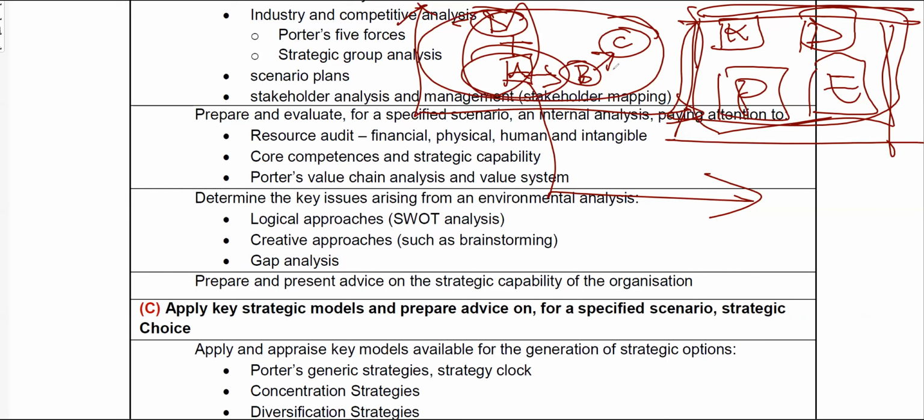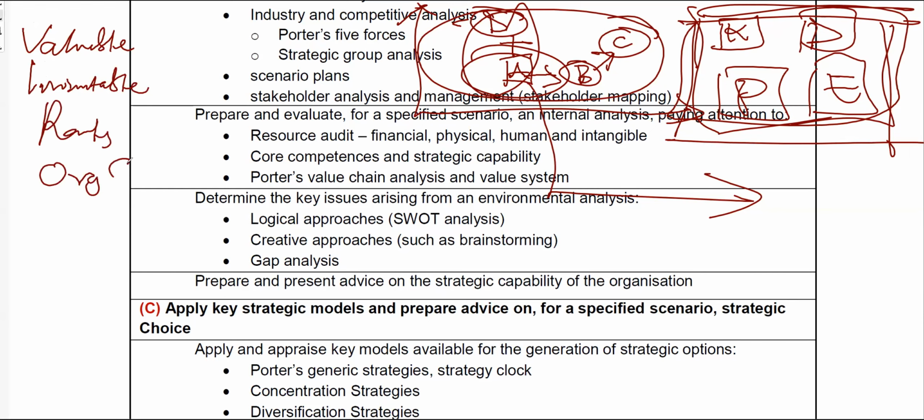And as part of your exam, you need to know how to diagnose strategic capability. I told you that anytime you are diagnosing strategic capability, you are looking at how valuable your resources are. You are looking at how inimitable they are, is it easy for people to copy or not? You are looking at rarity, is it rare? Does it have organization-wide support? These are the things you are looking at. When you have all these things, it tells you that nobody can compete with you because you have safeguarded your resources, right? That is what we call a resource audit.